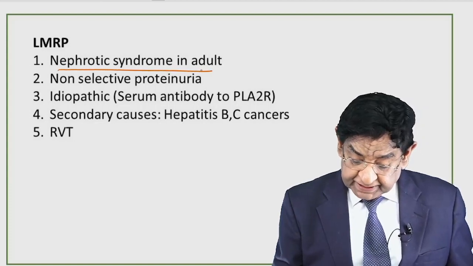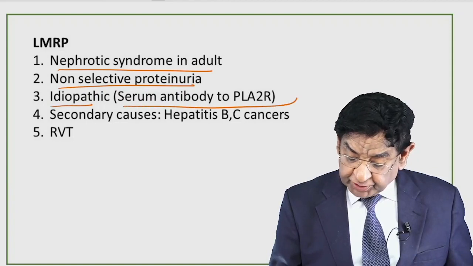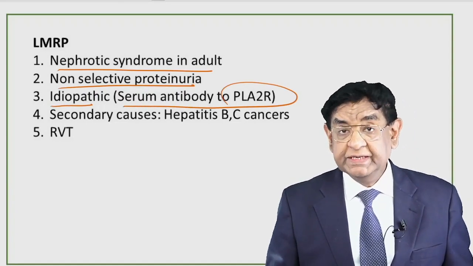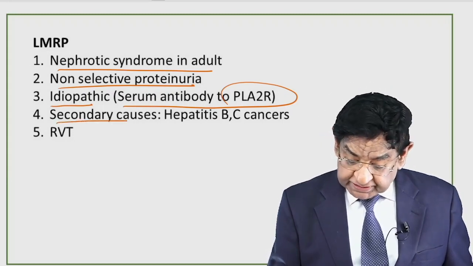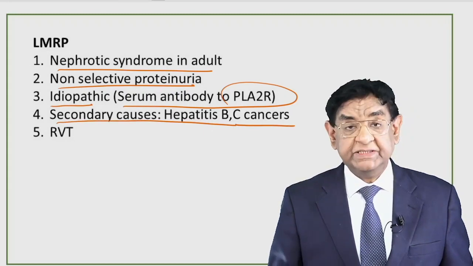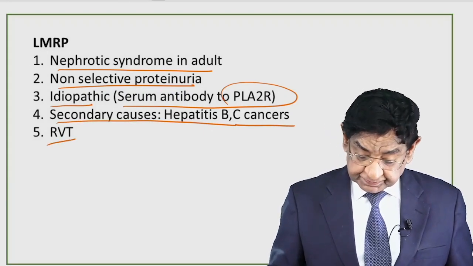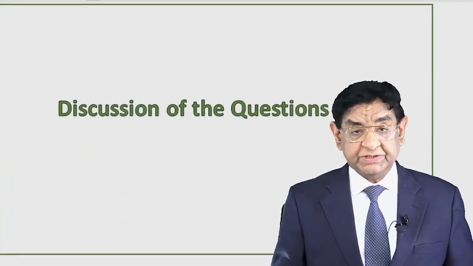Nephrotic syndrome in an adult, non-selective proteinuria, idiopathic, serum antibody to PLA2R is virtually diagnostic of primary or idiopathic membranous glomerulonephritis. Secondary causes are hepatitis B, C, and cancer, and renal vein thrombosis is a big problem. Okay. With this background, now let's discuss the questions you have read.